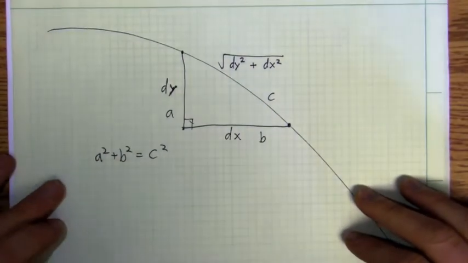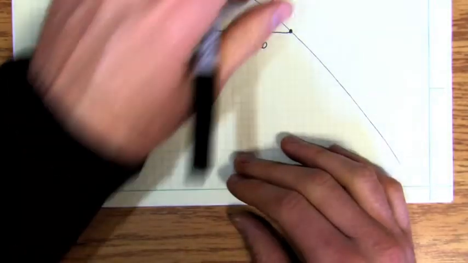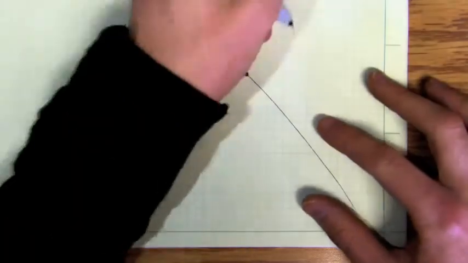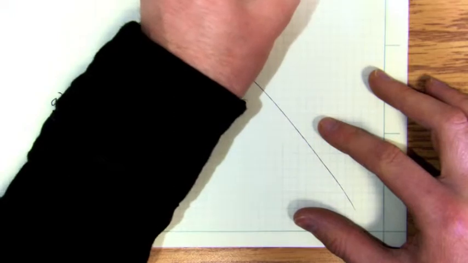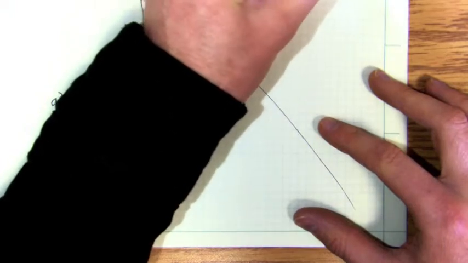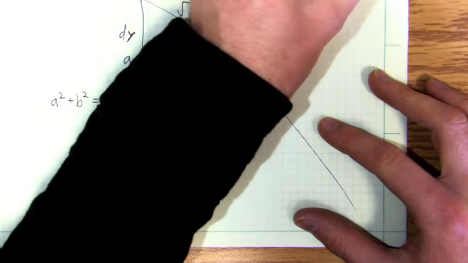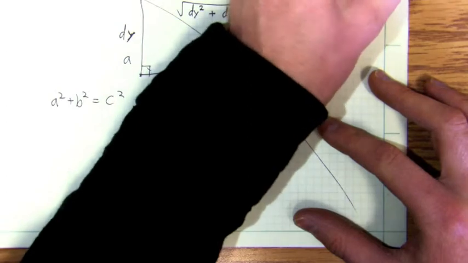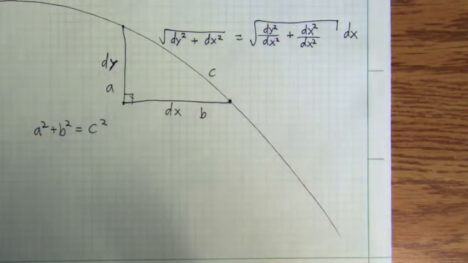Okay. So now what I want to do is write this as the square root of dy squared over dx squared plus dx squared over dx squared, times a dx that's outside of the square root sign.